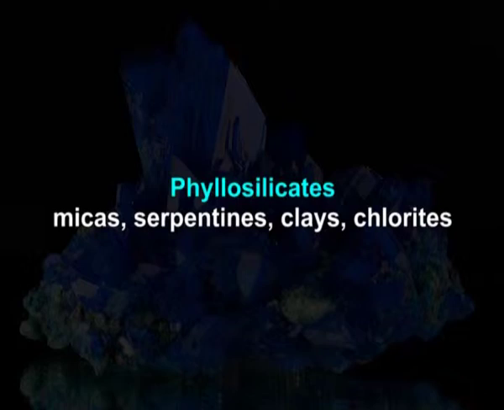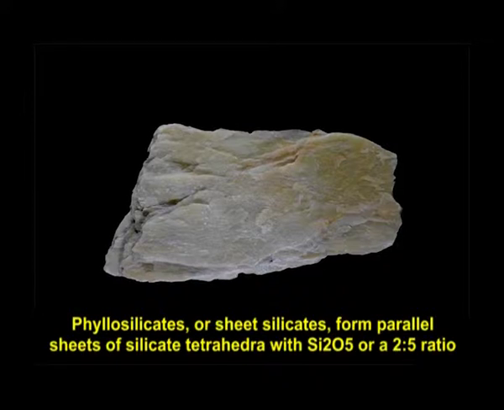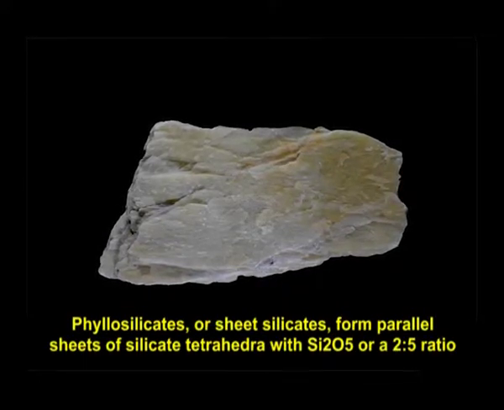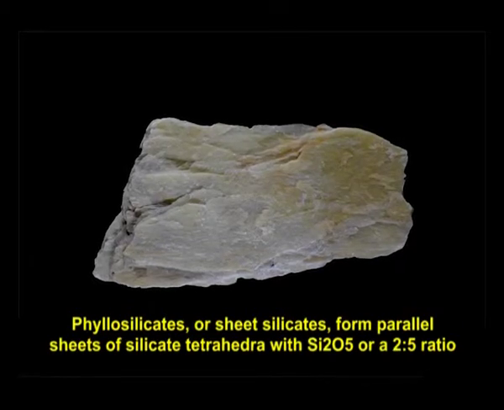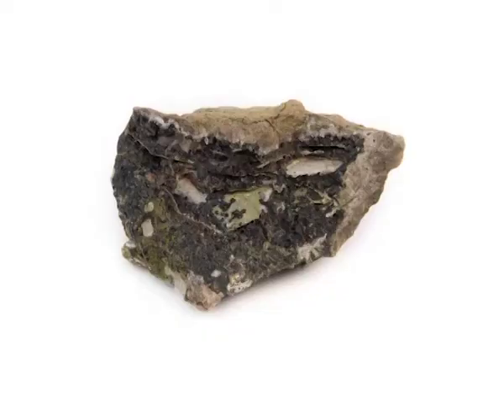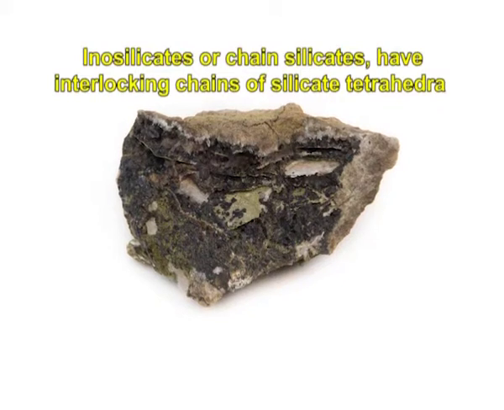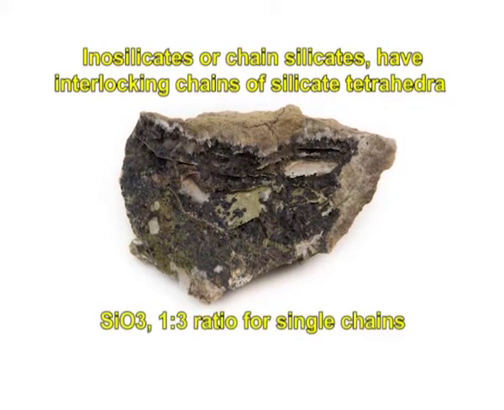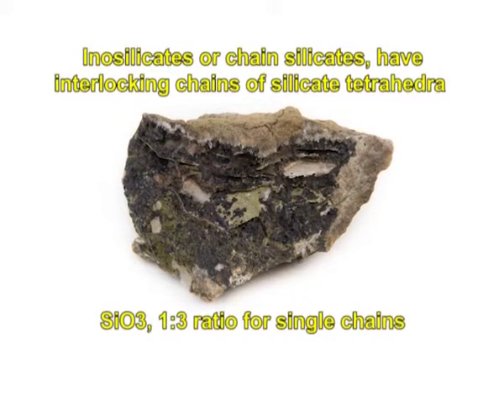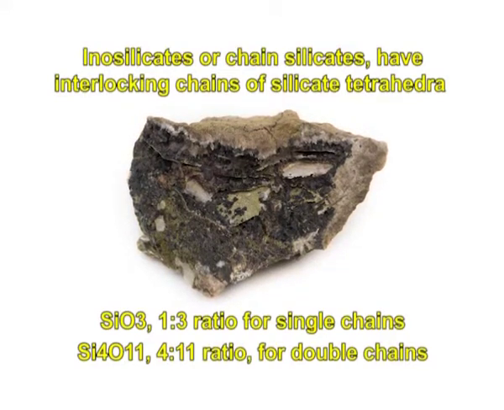Phyllosilicates like micas, serpentines, clays, chlorites. Phyllosilicates or sheet silicates form parallel sheets of silicate tetrahedra with Si2O5 or a 2:5 ratio. Inosilicates like pyroxenes, pyroxenoids, amphiboles. Inosilicates or chain silicates have interlocking chains of silicate tetrahedra with either SiO3, 1:3 ratio for single chains, or Si4O11, 4:11 ratio for double chains.